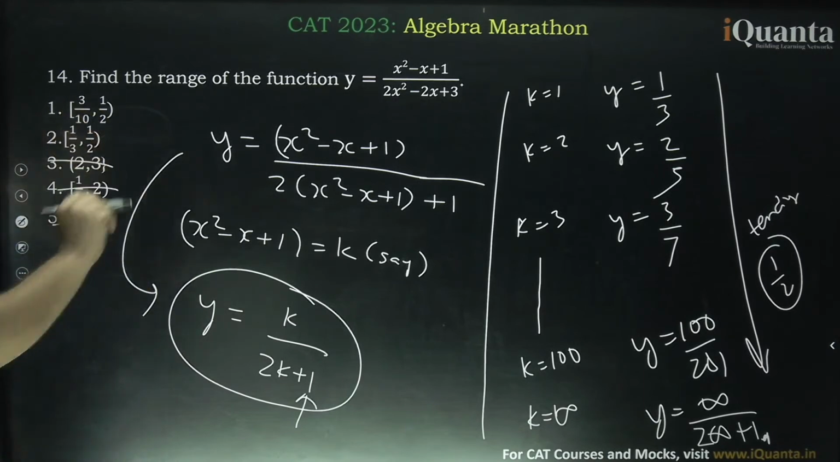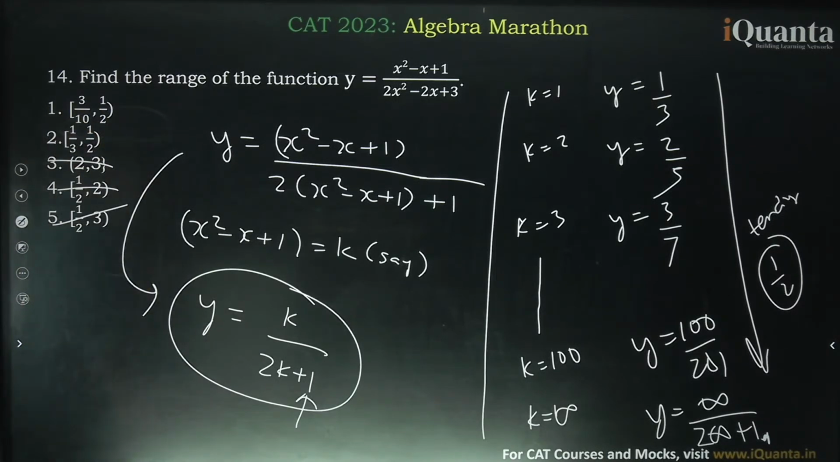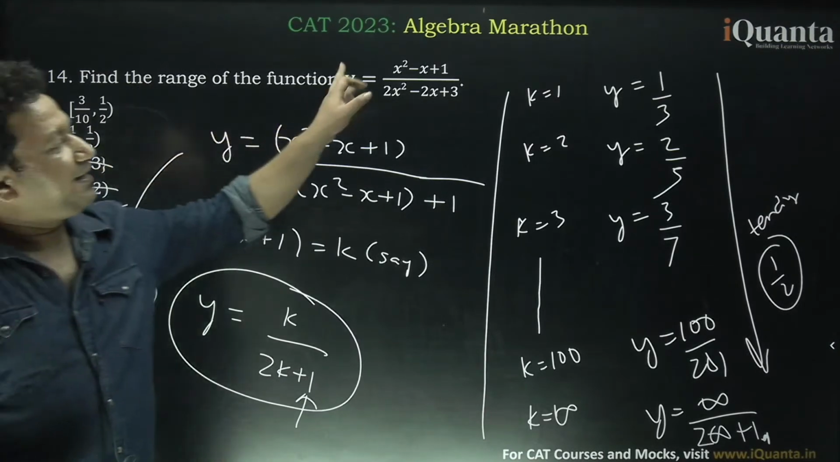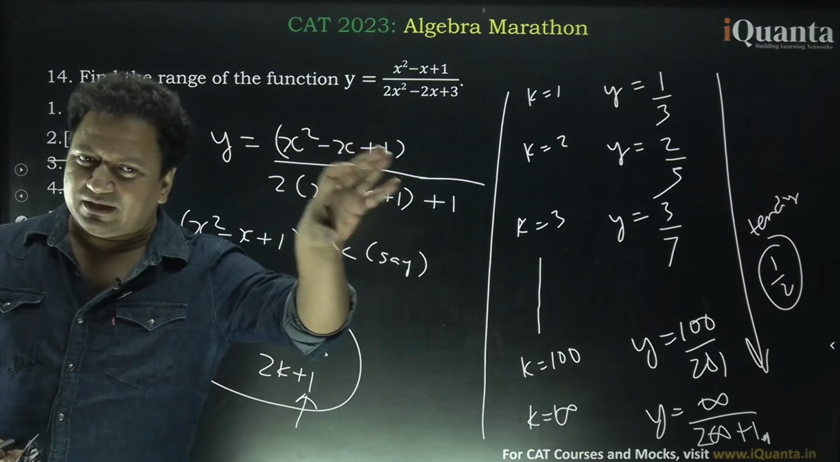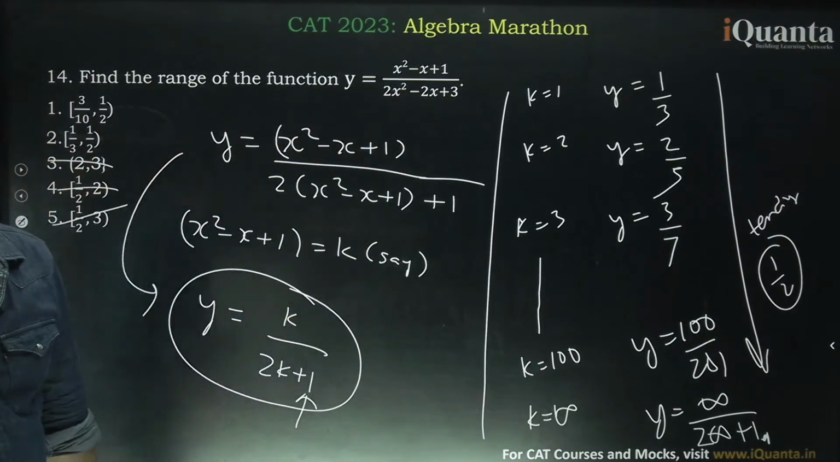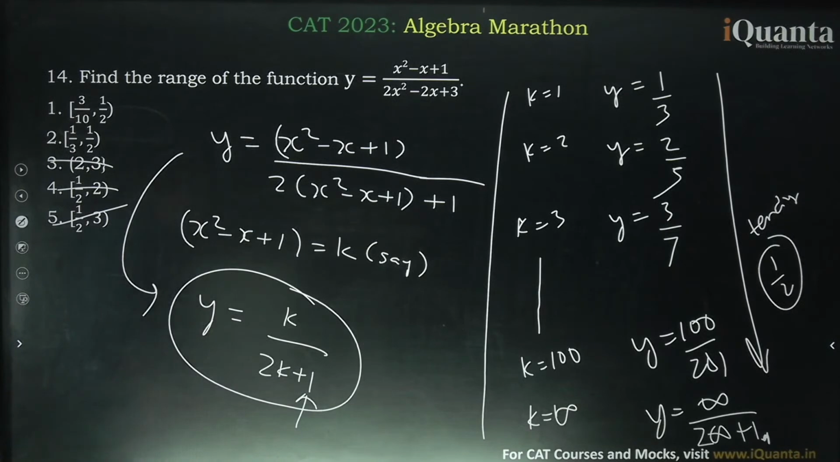In open interval, why is it open interval? The reason is simple. It is open interval because this y will never touch 1 by 2, it will just be very close to 1 by 2. ठीक है, इतना क्लियर हो गया. Now we need to find the minimum also. We need to find the minimum of this function as well.